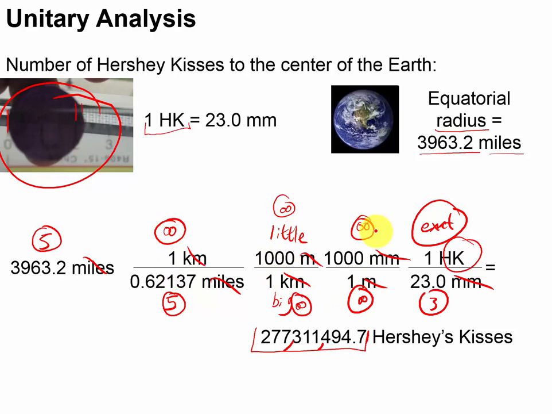5, 5, infinite, infinite, infinite, infinite, and 3. It's all multiplication division rule, which means that I keep the fewest number of sig figs that are present. I should only have 3 sig figs here. So I would be able to say that it's 277 million. And we'll go ahead and put commas in there.